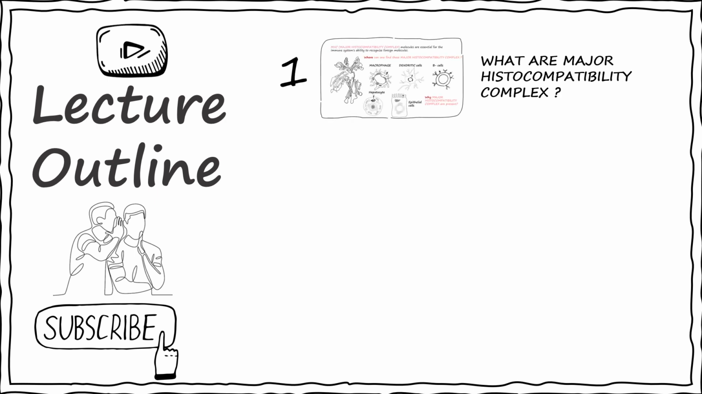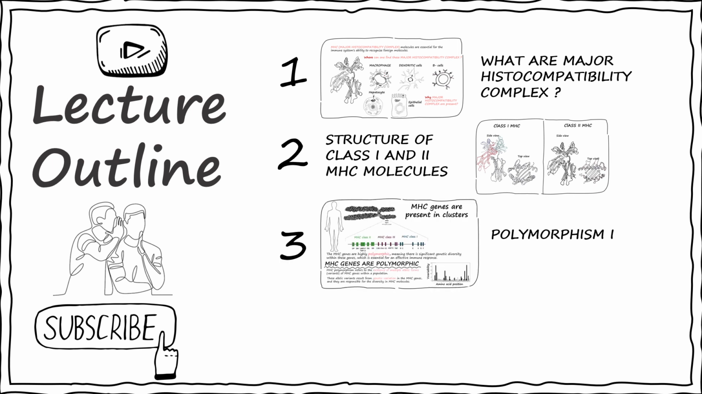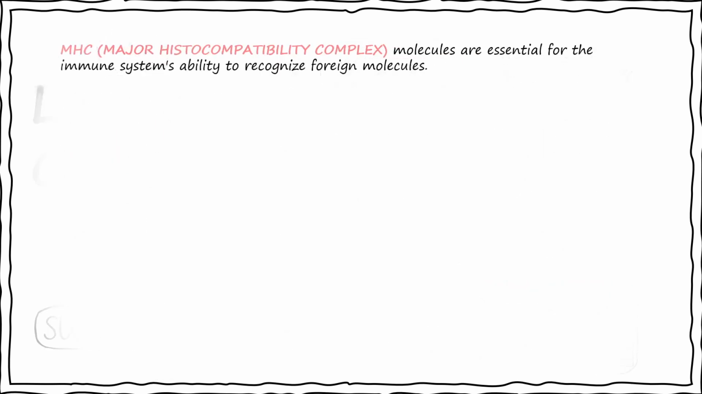First, we'll talk about what major histocompatibility complexes are. Then we'll talk about the structural differences between class 1 and class 2 MHC molecules. Then we will talk about the polymorphism in MHC gene expression and how that accounts for diversity. Lastly, we'll talk about the pathways and the cellular processes responsible for class 1 and class 2 MHC presentation on the cell surface. So stay tuned till the end.